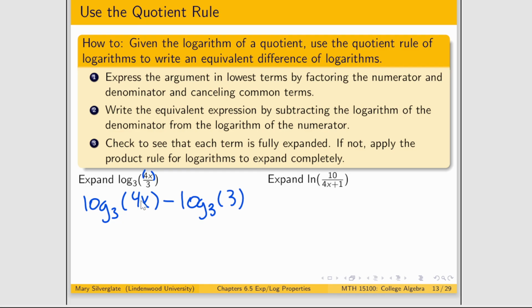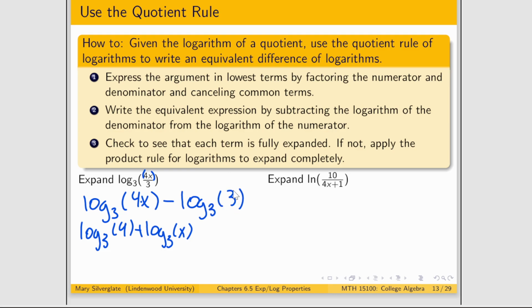In particular, 4x, you should be thinking, oh, that's 4 times x. I can break that up further using the product rule into log base 3 of 4 plus log base 3 of x. And anytime you see what's inside the log somehow match the base, alarm bells should be going off that something special is going to be happening.